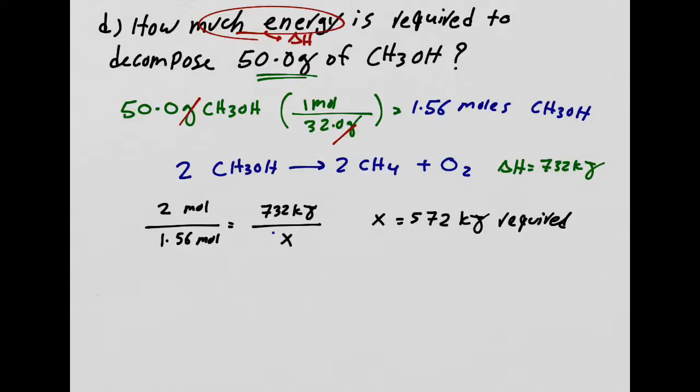So this problem says, for this reaction over here, the delta H is 732. Energy means delta H. Endothermic. I need this much energy for this reaction to go. Now this reaction requires 2 methanol. 2 methanol, that much energy. What if I have 1.56 methanol? Then how much energy do I require? So you just do a cross multiplication.